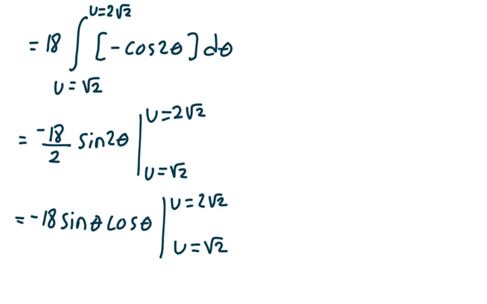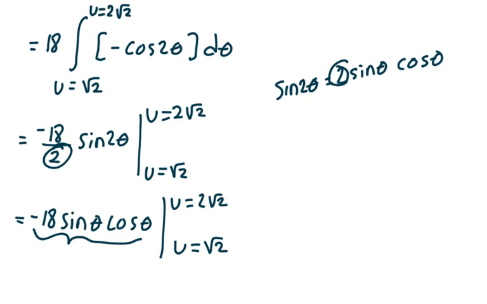So this is negative 18 over 2 sine 2 theta from u equals root 2 to u equals 2 root 2. And remember, sine 2 theta is 2 sine theta cosine theta. And then, this 2 will cancel out this 2. And so what I get left with is negative 18 sine theta cosine theta from u equals root 2 to u equals 2 root 2.